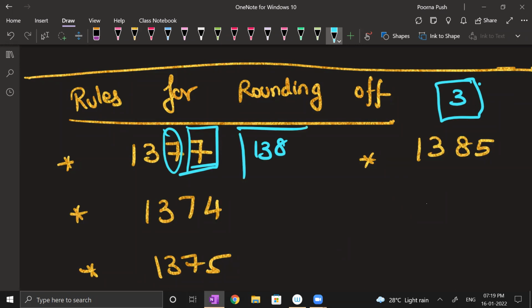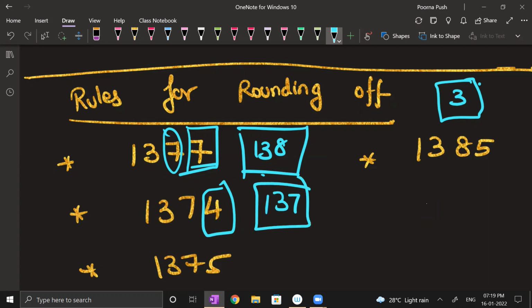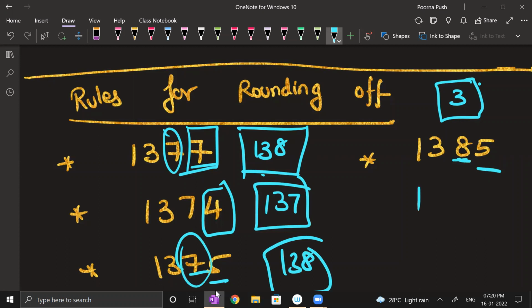Now you see the second case. The fourth number is lesser than 5. So don't do anything, just write the first 3 numbers. 137 is the answer. First case greater than 5, second case lesser than 5. What if it is 5? If it is 5, then take the previous number and see whether it is even or odd. If it is odd, add 1 to the third number. 138 is the answer. And here it is already even. So 138 is the answer.